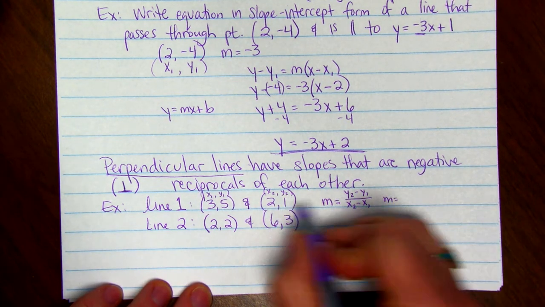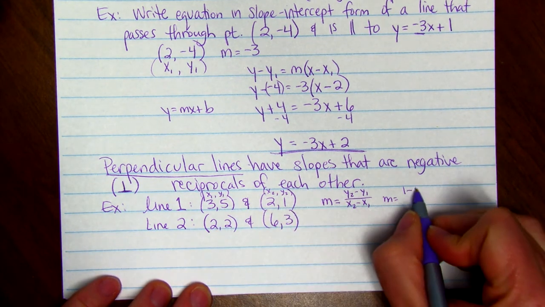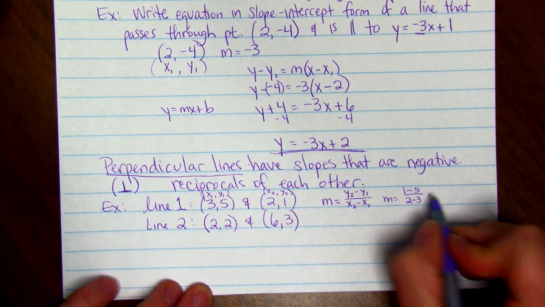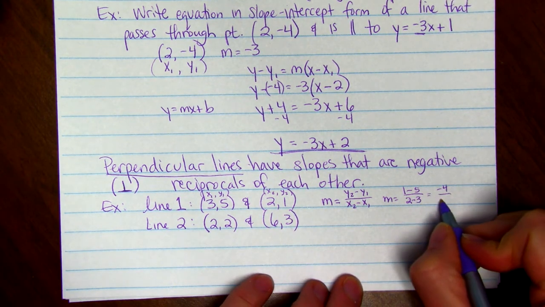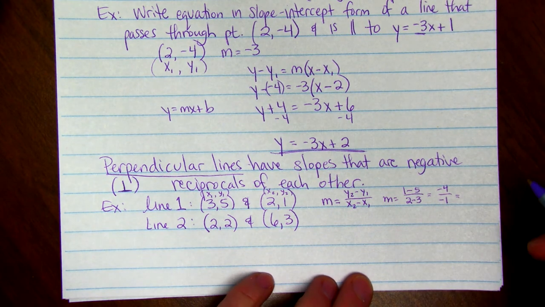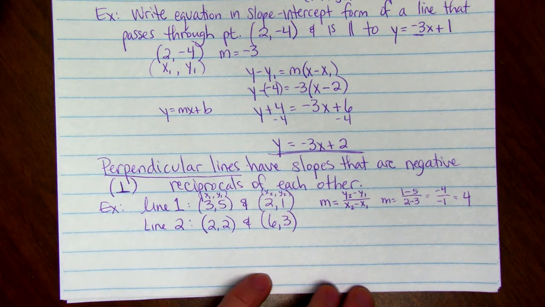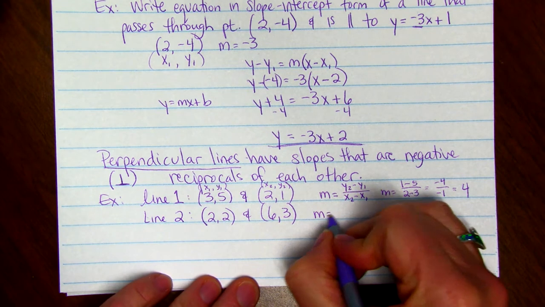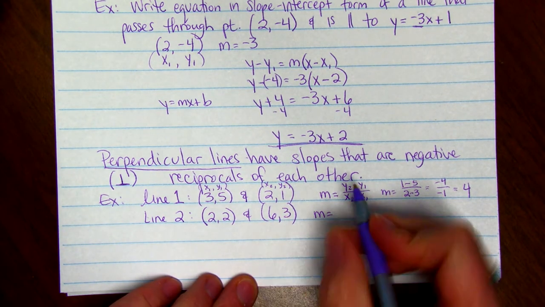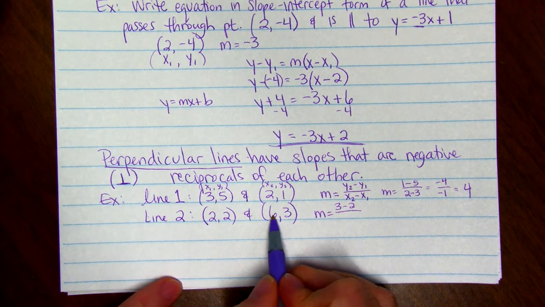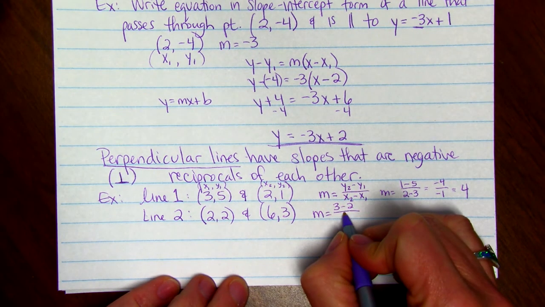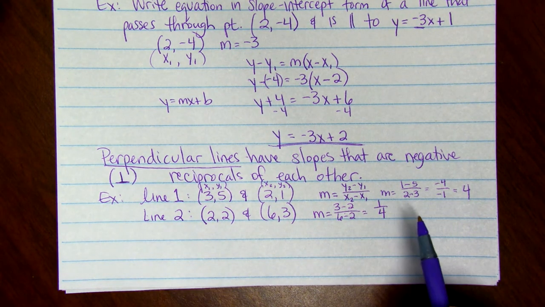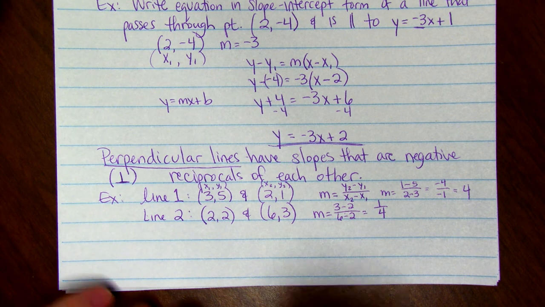m equals y sub 2 is 1 minus y sub 1 is 5, divided by x sub 2 is 2 minus x sub 1 is 3. 1 minus 5 is negative 4 and 2 minus 3 is negative 1. The slope of line 1 is a positive 4. So if the slope of line 2 is a negative 1/4, then they will be perpendicular. We plug it into the formula: 3 minus 2, oh, there's my 1, over 6 minus 2 is 4, so it's 1/4. They're reciprocals, but they're not negative reciprocals, so they are not perpendicular.